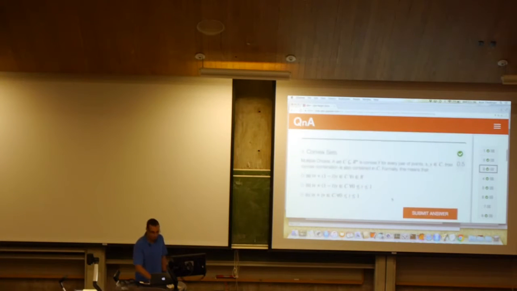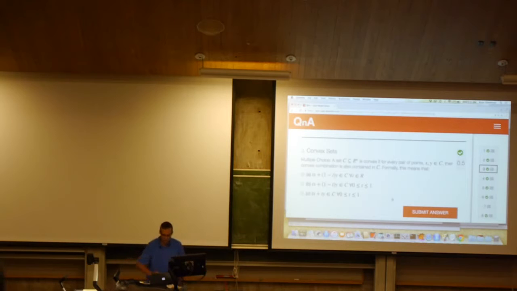Convex sets. Multiple choice. A set is convex if for every pair of points x, y, their convex combination is also contained in C. Formally, this means that tx plus (1 minus t)y is in C for all t in R. Or tx plus (1 minus t)y is in C for all t between 0 and 1. Or tx plus ty is in C for all t between 0 and 1. Which one do you guys think? B.